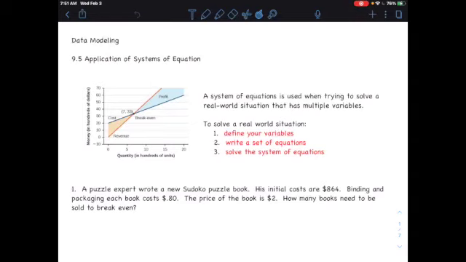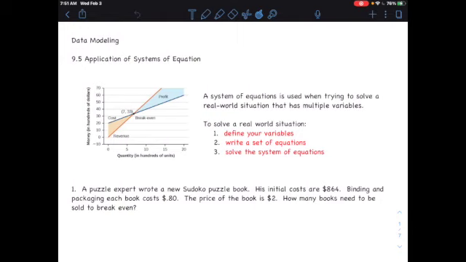Hi everyone, today's objective is application of systems of equations. You can see the graphic on the left, there's an intersection point, and that usually is called the break-even point in certain kinds of situations. So we're going to introduce that and a couple of other different types of word problems.